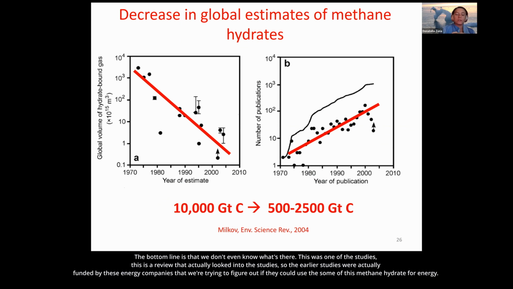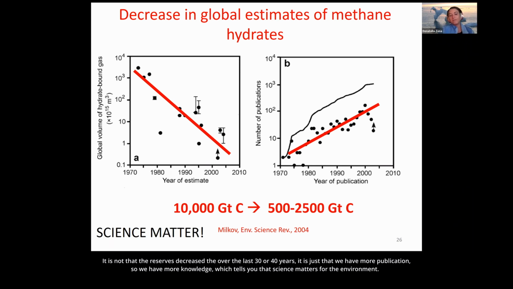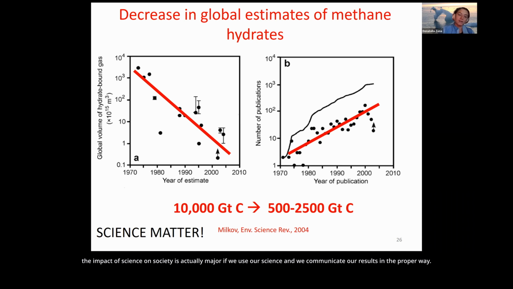This is a review that looked into the studies. The earlier studies were funded by an energy company that was trying to figure out if they could use these methane hydrates for energy. Initially they thought there were about 10,000 gigatons of carbon, and right now the more recent estimates are between 500 and 2,500, which is still a lot of carbon. This goes together with the number of publications. It's not that the reserves decreased over the last 30 or 40 years. It's just that we have more publications, so we have more knowledge, which tells you the science matters for the environment. The impact of science on society is major if we use our science and communicate our results in the proper way.